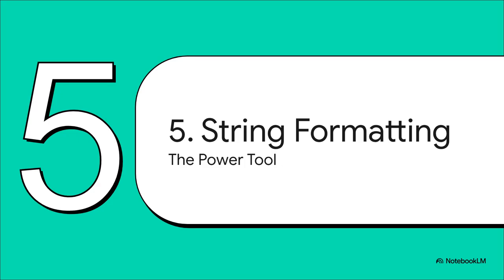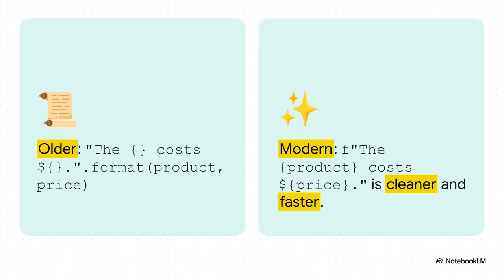Now we get to what I think is one of the most powerful tools in our entire toolkit, string formatting. This is how you create dynamic text by weaving variables and even expressions right into your strings. So for a long time, we had the .format method, and it works. You'll still see it in older code. But then F-strings came along, and wow, what a game changer.